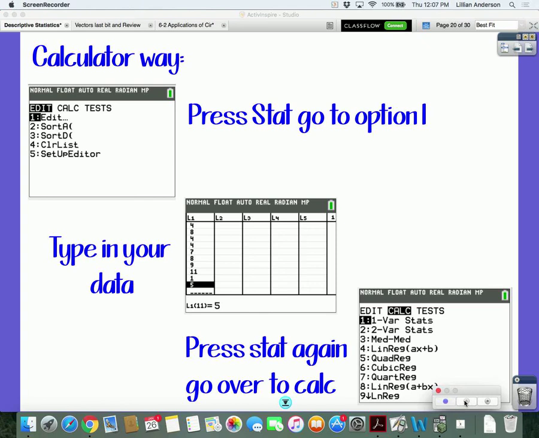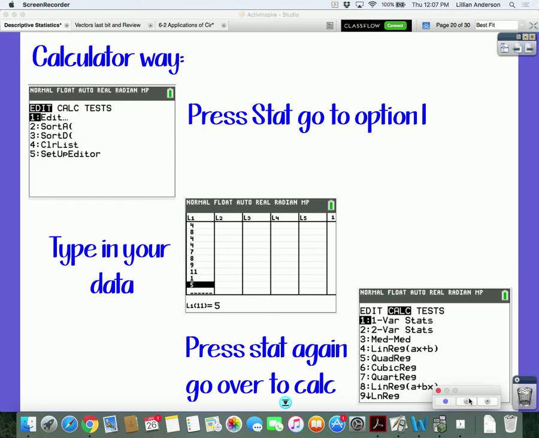And then after you type in your data, you press stat again. So you go back and you press the stat button again, and you click the right arrow over so that calc is highlighted. Everyone's screen should look like this after they get all their data typed in. Now from this point, you're going to click enter on option 1.